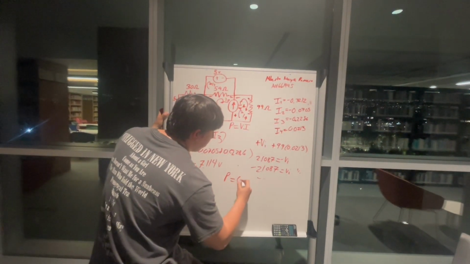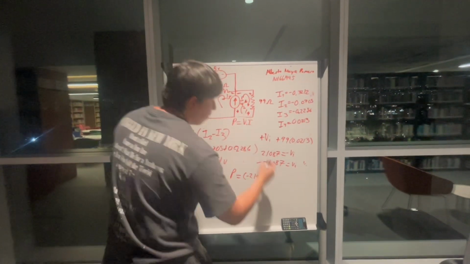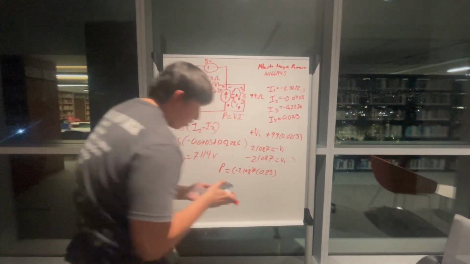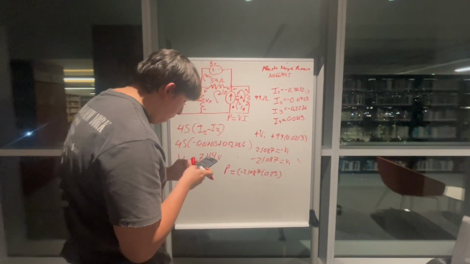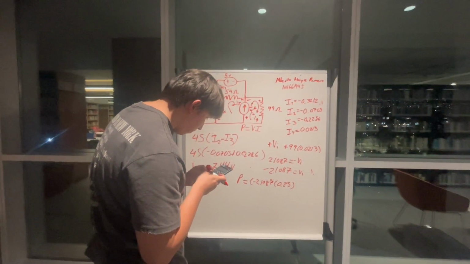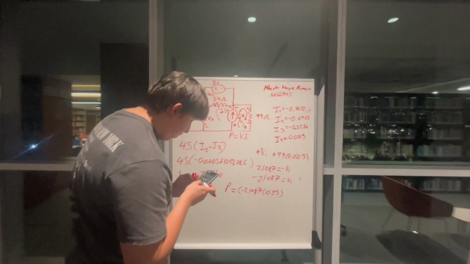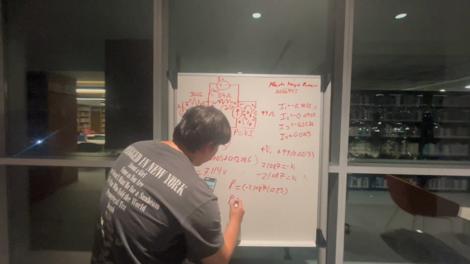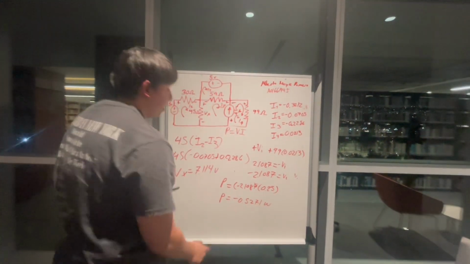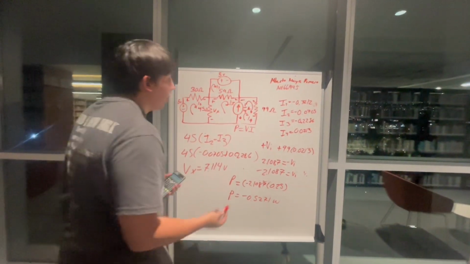Power is equal to minus 2.1087 times the current. The current is 1/4 or 0.25. So let's get it over here really quick. And the power is equal to minus 0.5271 watts. The minus sign is because this current source is supplying power, not absorbing. That's all.